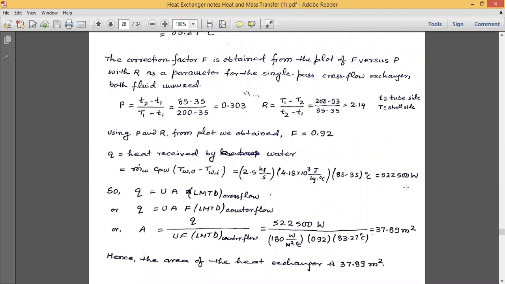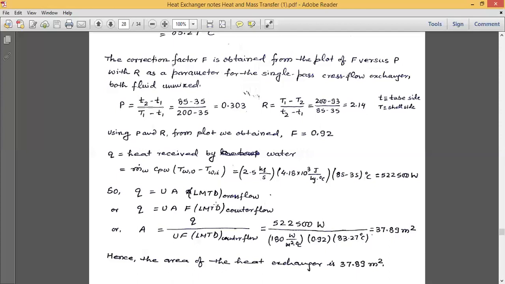So this is the heat transfer needed from the hot fluid to the cold fluid. To have this much amount of Q, we need to determine what surface area is needed. So we are going to employ the formula Q is equal to U A LMTD for cross flow. And we know that for the cross flow, this is the correction factor multiplied by LMTD for counterflow.